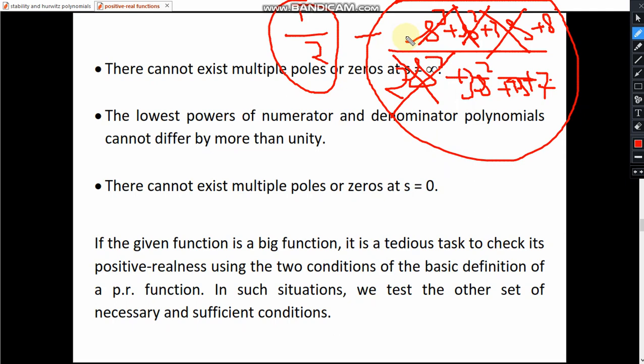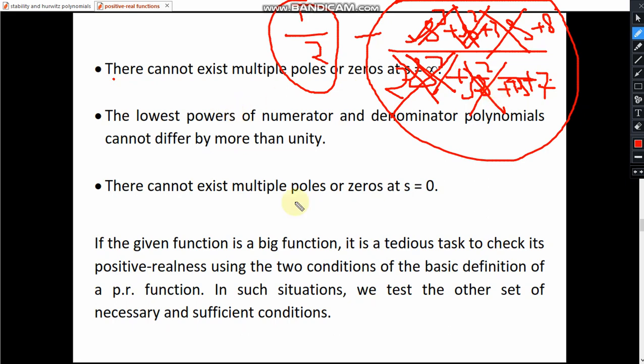Similarly, for example, all of these terms are there, but this term and this term, they are not there. In that situation, highest power is 3 here, highest power is 1 here, and there will be two poles at s equals to infinity. Okay. So for a positive real function, highest power should not differ by more than unity, or we can say there should not be multiple poles or multiple zeros at s equals to infinity.